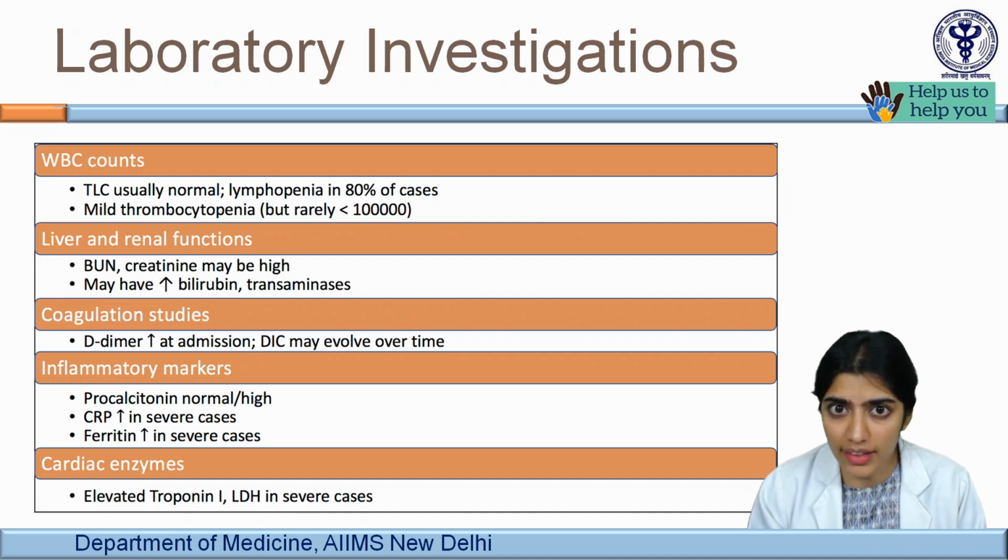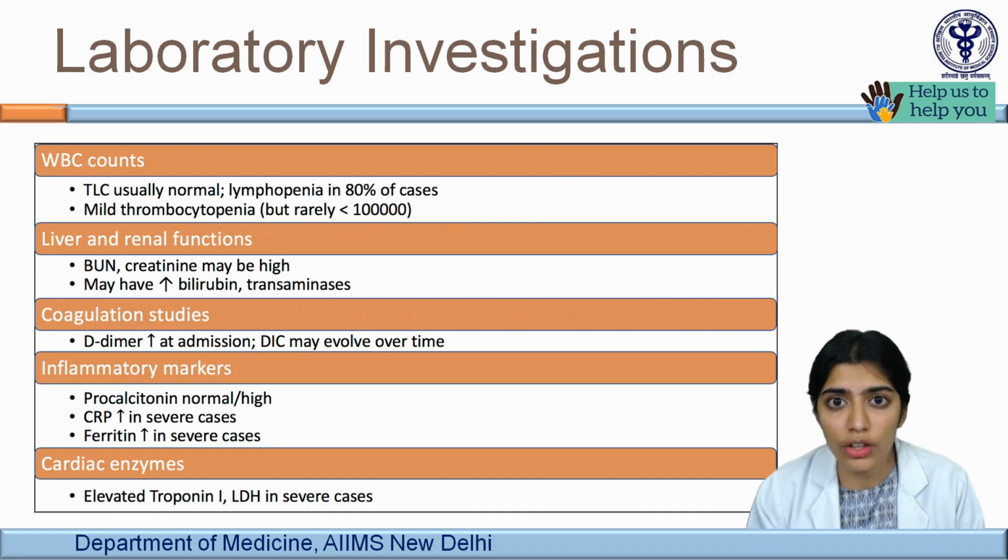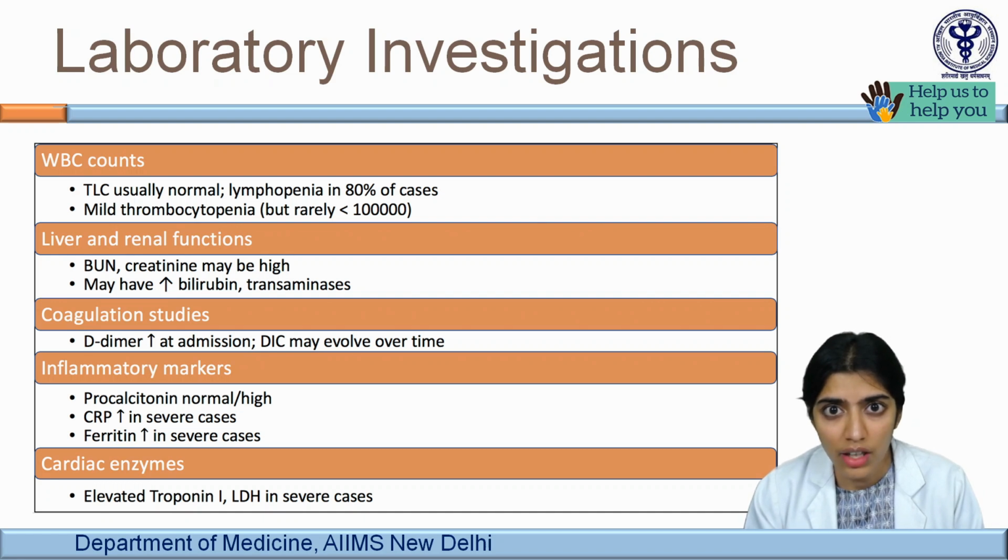If the patient is sick with multi-organ dysfunction, AKI and hepatic dysfunction, we might get elevated urea, creatinine, and elevated bilirubin and transaminases. Let us now send a coagulation profile. We see that for most of these patients on admission, D-dimers may be elevated. If the patient gets sicker and progresses to multi-organ dysfunction, they might have disseminated intravascular coagulation as well.